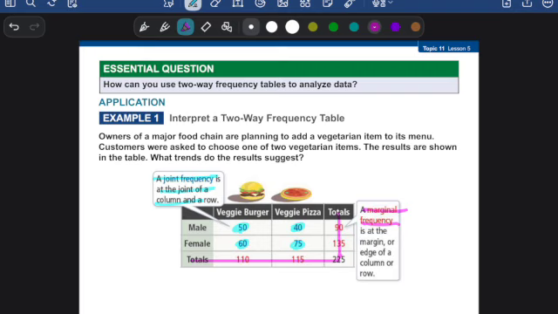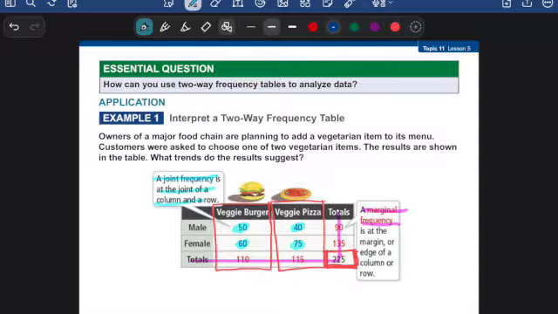And we can see here in this box in the bottom right column, that's the total of everyone surveyed. I like to tell my students that's the total. So the total males and females surveyed. So whenever you're looking for out of how many people were surveyed, this is the box you're going to look at, that lower right corner box. And we can also see that we can look at the totals of everyone who likes the veggie burgers, so the total is 110, and the totals of everyone who preferred the veggie pizza was 115.